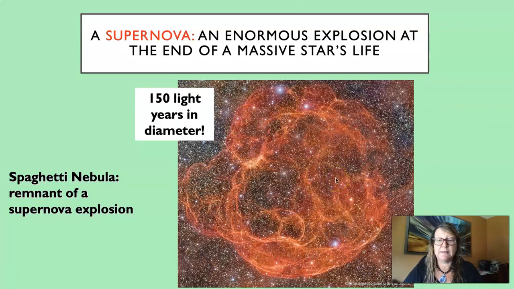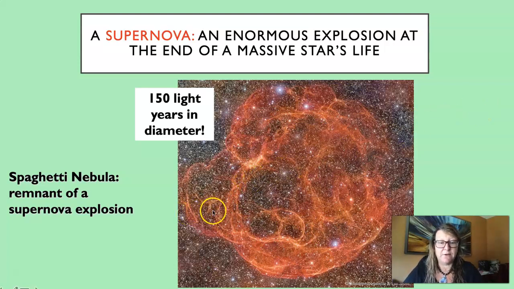A supernova is the name we give to this explosion. It's an enormous explosion at the end of only a very massive star's life. So stars have different sizes, and our sun is not massive enough to go supernova when its life is at the end. Here's the Spaghetti Nebula, interestingly named because I guess it looks like a plate of spaghetti.